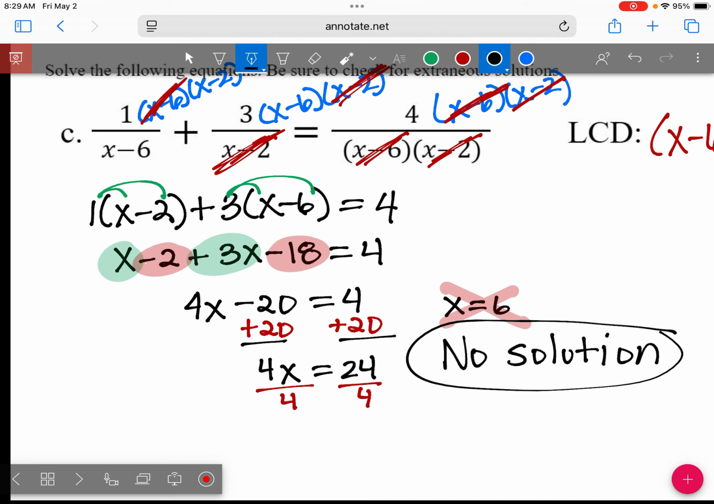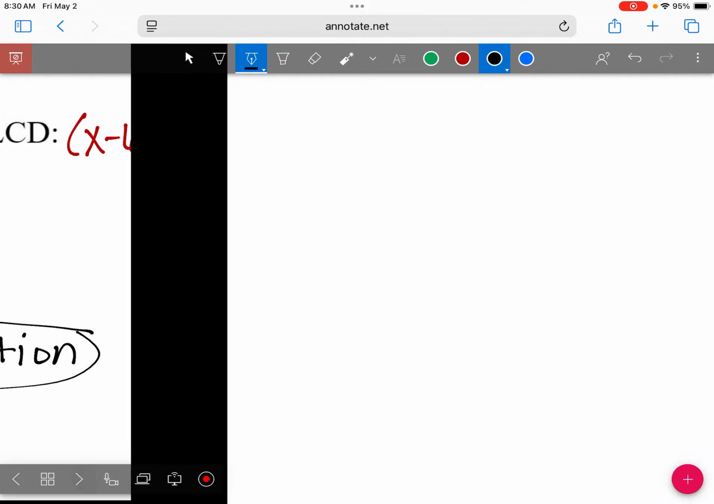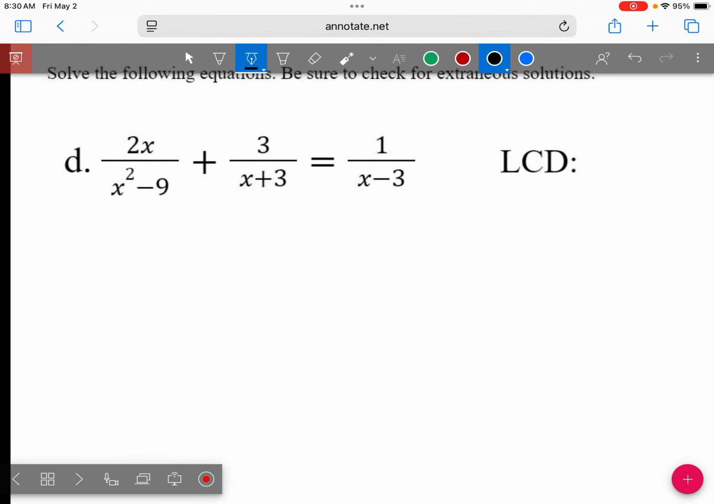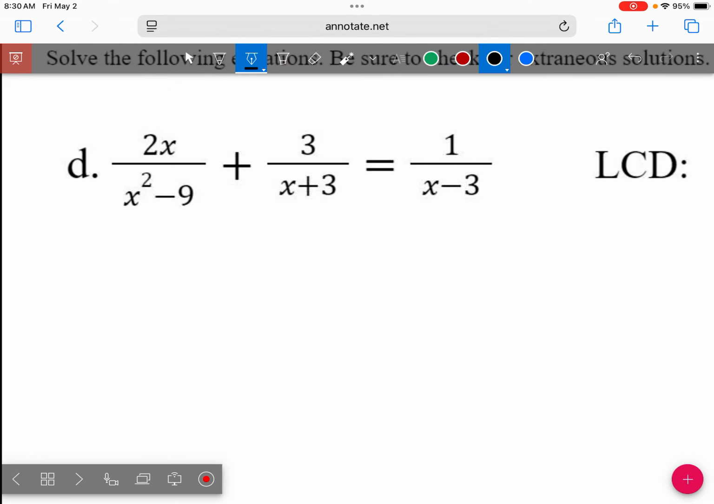All right, one more question and then we will end there. So notice how this one is not factored down, but x squared minus 9 actually factors down to these two. So it's going to factor down to x plus 3 and x minus 3.